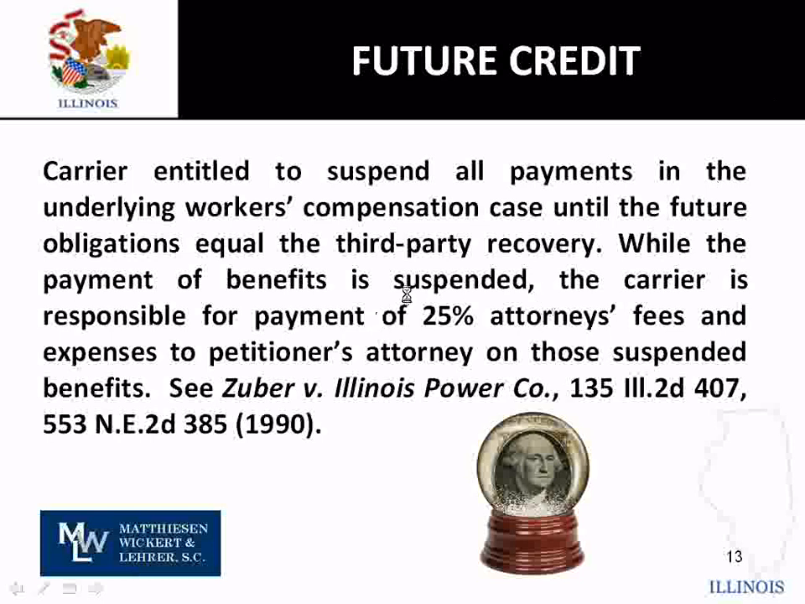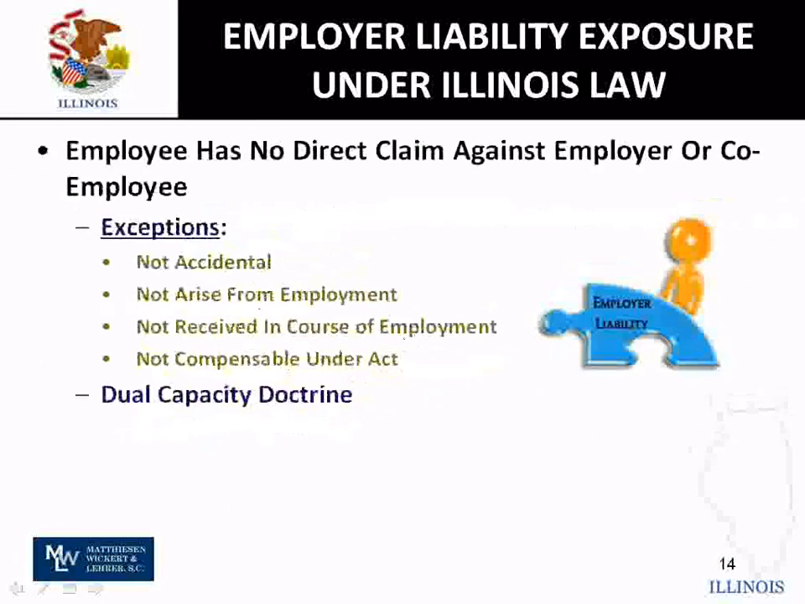We're into the situation now where the workers' compensation subrogation gets difficult. We're discussing employer liability exposure in Illinois law. Generally speaking, the employee has no direct claim against the employer or a co-employee. And that's true almost carte blanche in 45 of 50 United States. There are five, Illinois being one of them, where we'll see that it's not true in just a little bit.